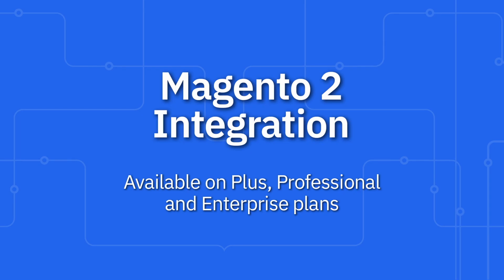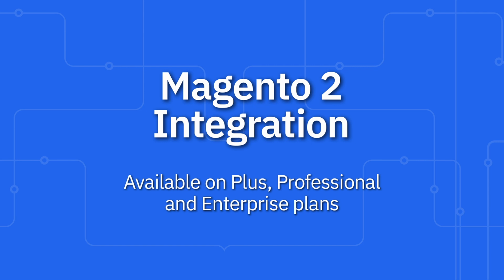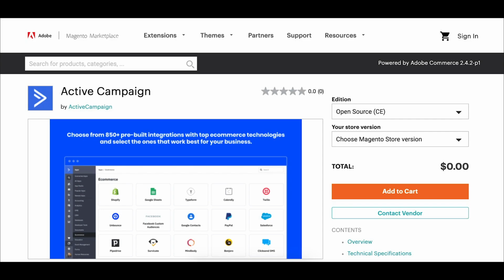We had a lot of ideas from folks like yourself submitted in our ideas portal for a Magento integration over the years. As you can see here, this is just a small handful that I could fit on the screen. And actually, we've had a Magento integration for a long time. It was for Magento 1 though. And we now have an integration for Magento 2. So if you go to the Magento marketplace now, if you search for ActiveCampaign, you will see ActiveCampaign. We have an extension available there now for Magento Store version 2.